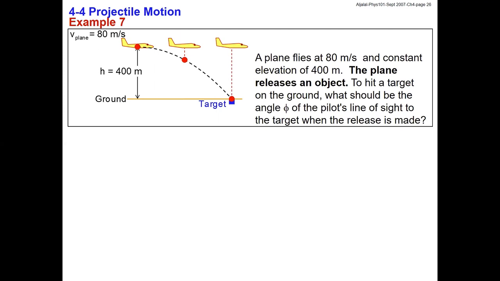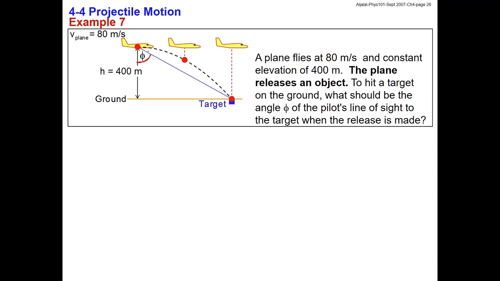So to hit a target on the ground, let's say the target is here in blue, what should be the angle phi of the pilot's line of sight to the target when the release is made? So the pilot is here. He looks at the target. Now the question is, what should be the angle between this blue line connecting the pilot to the target and this? Let me call it phi.